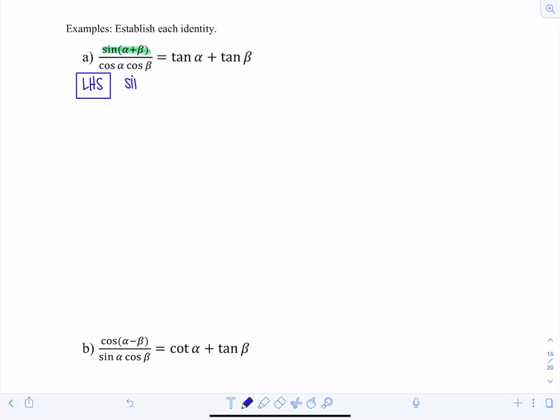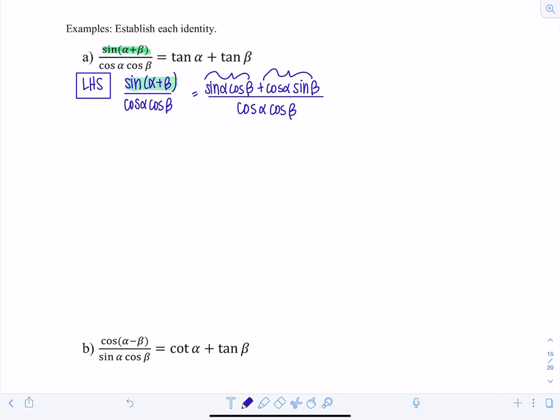So on that note, let's start with the left-hand side. And I have sine of alpha plus beta over cosine alpha cosine beta. Okay, so first thing I'm going to do, I'm just going to replace the numerator with the angle addition formula for sine. So it's going to be sine alpha cosine beta, keep the sign the same, cosine alpha sine beta over cosine alpha cosine beta. And then I look at the right-hand side, and since there's two separate terms, it seems a good idea that I'm going to separate these two terms in the numerator and write them each over the denominator.